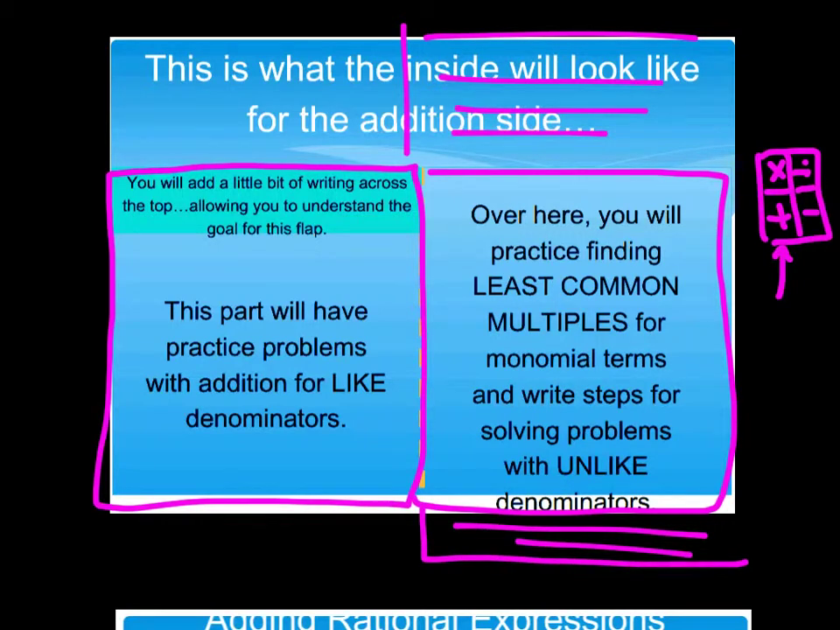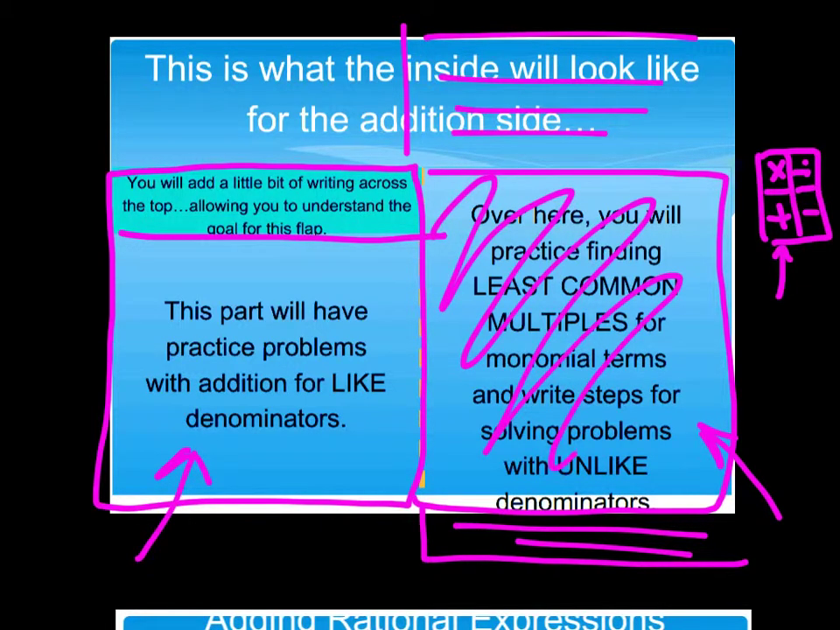On the flap, you're going to have a little bit that you're going to add to the top, maybe an inch, and then we'll have some practice problems. And on the other side, we're actually going to skip this for right now, and you're going to see this part in the next video, video number 2, where we're going to be looking at unlike denominators. So we're just focusing on the flappy part of your missing page for right now.